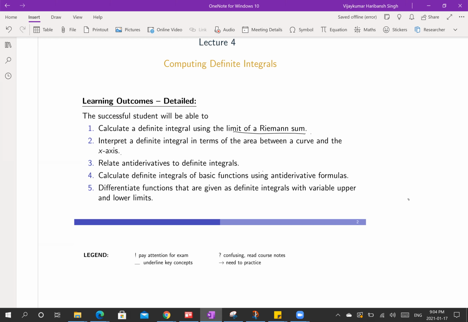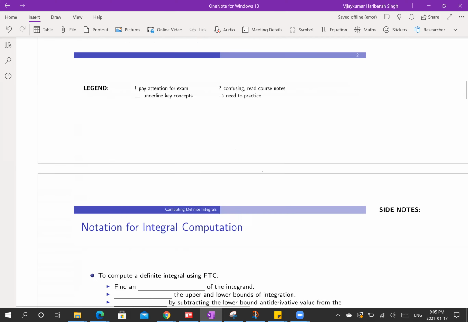We'll relate antiderivatives to definite integrals. We have already seen this in the last lecture about the fundamental theorem of calculus. Calculate definite integrals of basic functions using antiderivative formulas, again as a consequence of the fundamental theorem of calculus, and differentiate functions that are given as definite integrals with variable upper and lower limits. So let's embark on this.